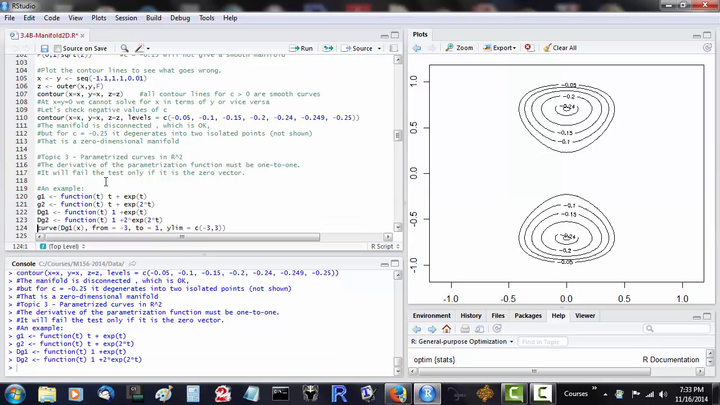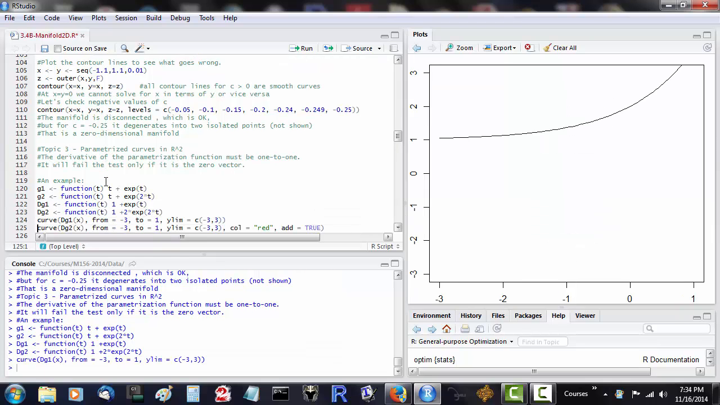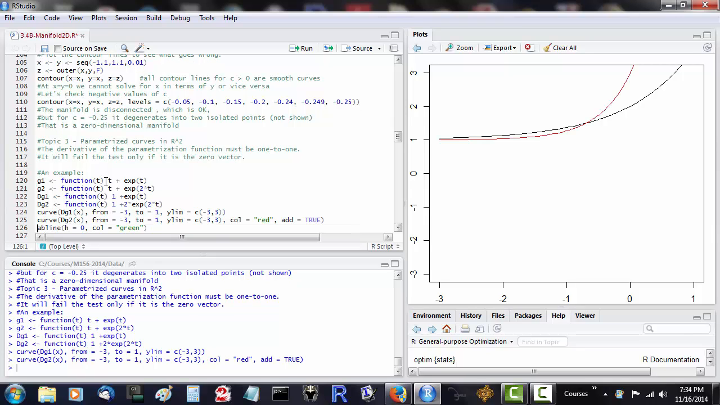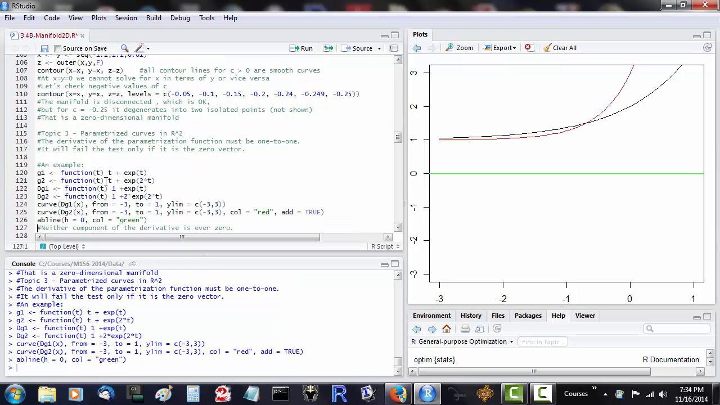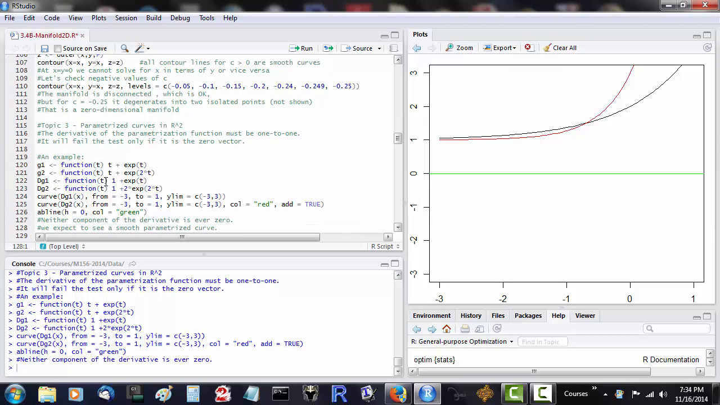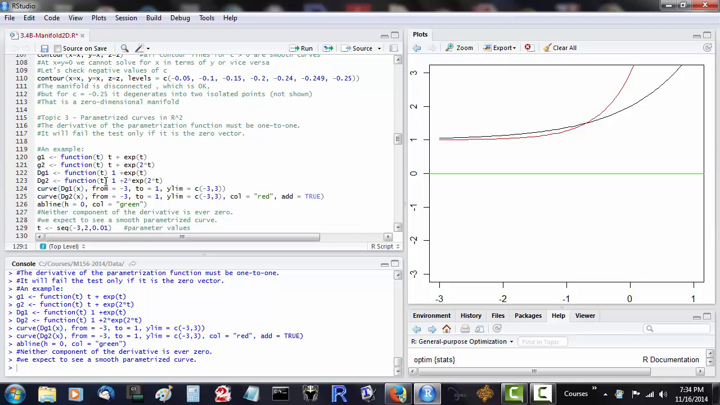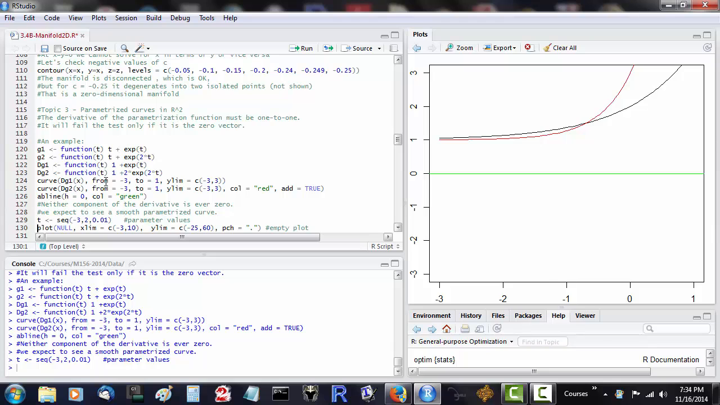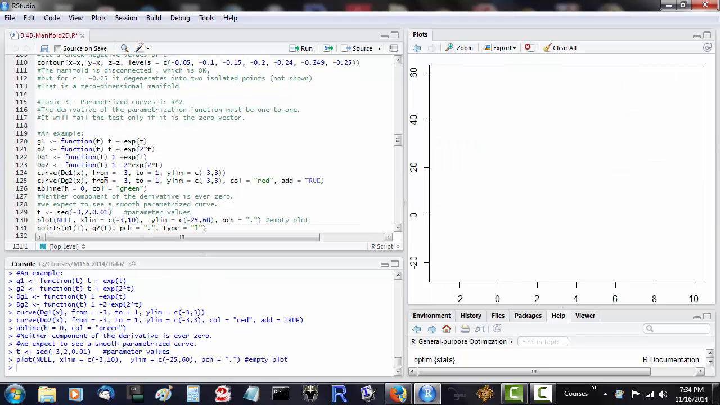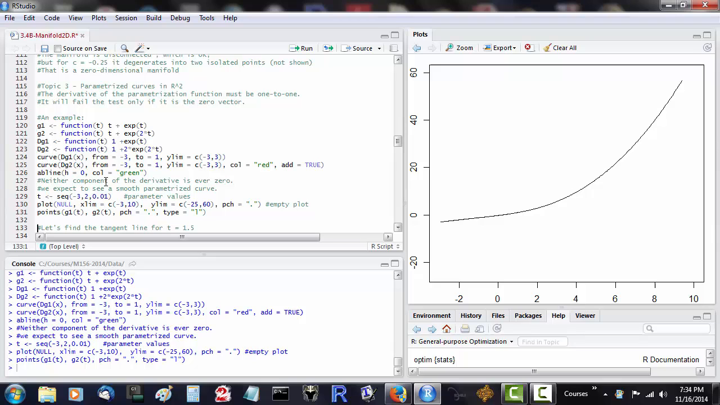I calculate the derivatives. I plot the first one. I plot the second one. I plot the value of 0. And not only are the two components never simultaneously 0, neither of them is ever 0. That means that when I plot the manifold specified by this parameterization function, I expect to see a nice smooth parametrized curve. And sure enough, it looks very nice.